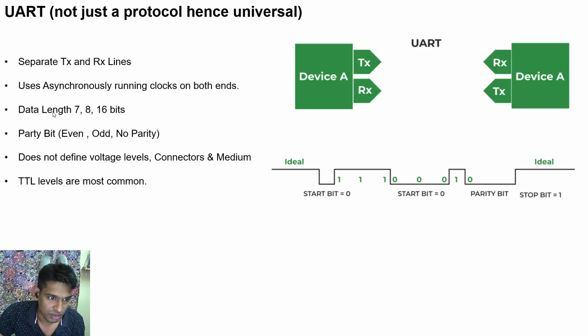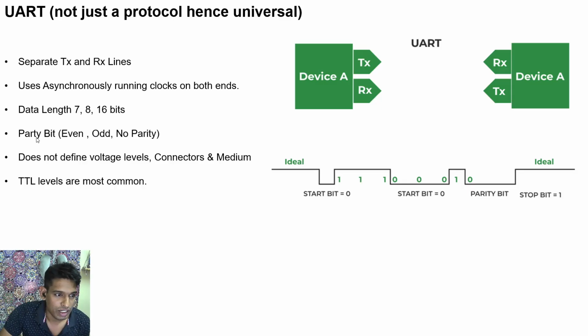The data length between a start bit and a stop bit can be 7, 8, or 16. Industry practice is 8, but you can also go with 7 and 16. And parity is like an error detecting mechanism. It is not an error correcting mechanism. You cannot say where the error has happened, but you can identify that an error has happened. And parity is also not reliable. There is a probability that an error has happened, but you cannot detect it. So that is always there.